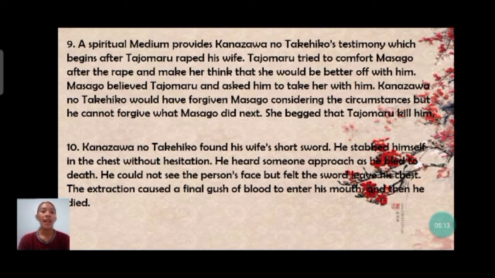So Kanazawa no Takeheko found his wife's short sword. He stabbed himself in the chest without hesitation. He then heard someone approach as he bled to death. He could not see the person's face, but felt the sword leave his chest. The extraction caused a final gush of blood to enter his mouth, and then he died.